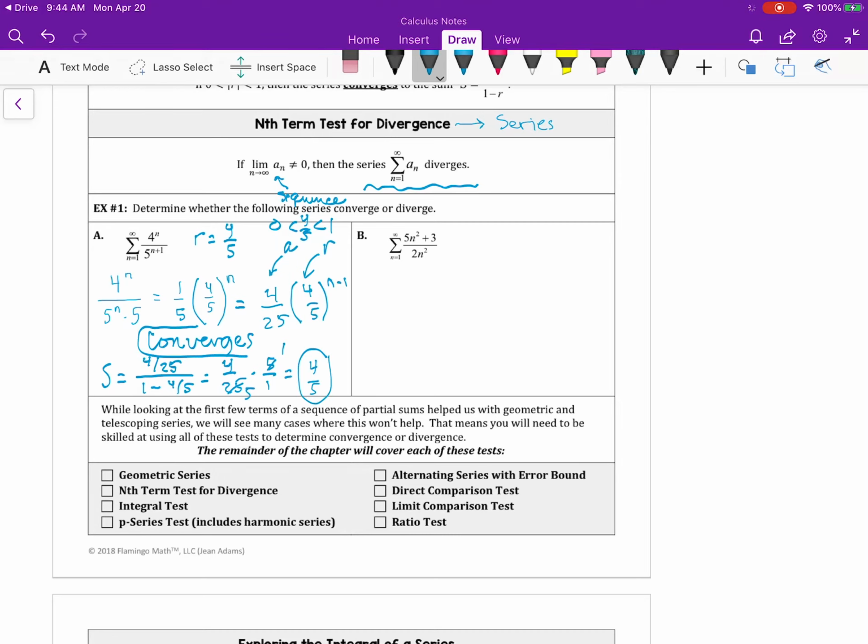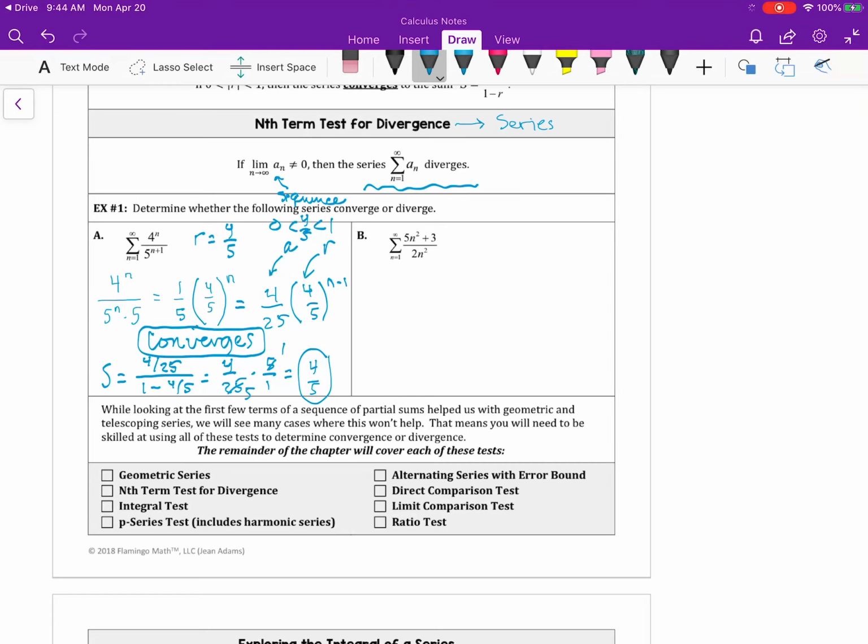So we've got 4/25 times, and then this would be 1/5, division by 1/5, multiplication by 5 over 1. Divide by 5, I get 1. Divide by 5, I get 5. The sum of this is 4/5. So it converges to a sum of 4/5.